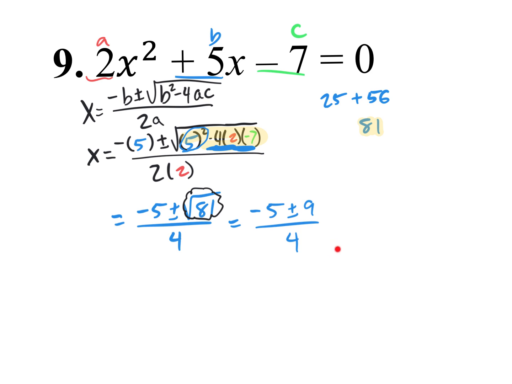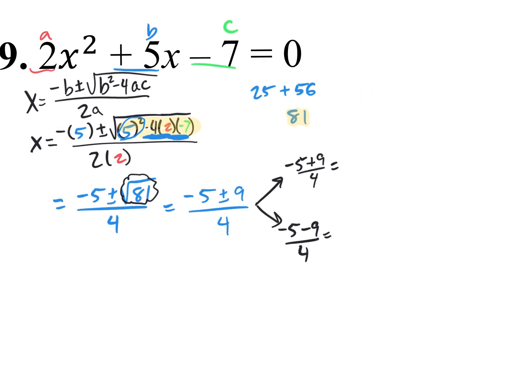Now, the plus or minus actually produces two answers. I always draw two arrows. One where you do the negative 5 plus 9 over 4, and the other where you do negative 5 minus 9 over 4, okay? So we need to find both of those answers.